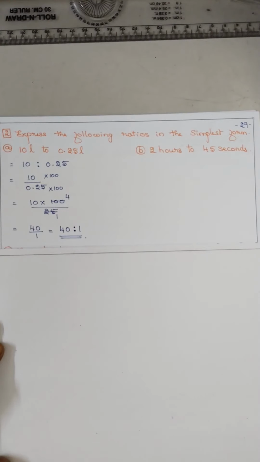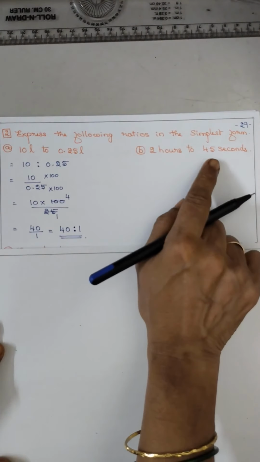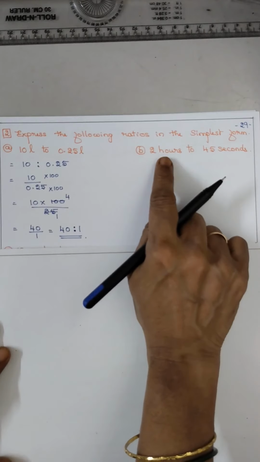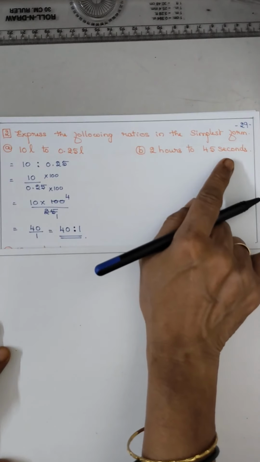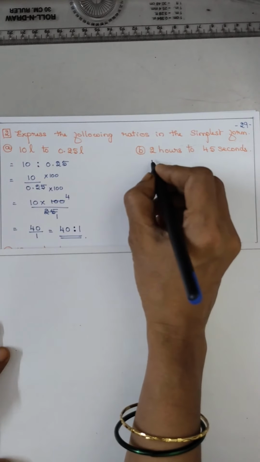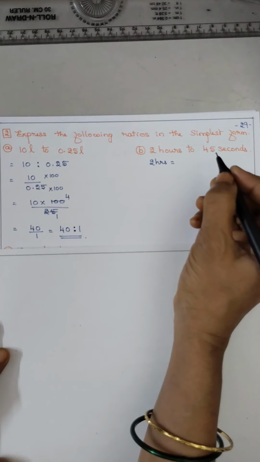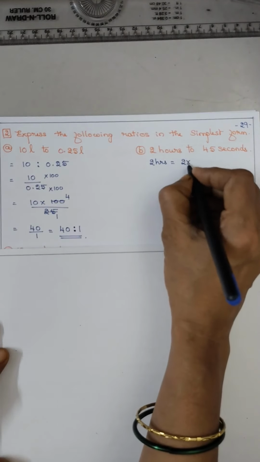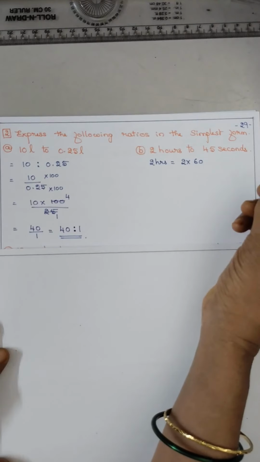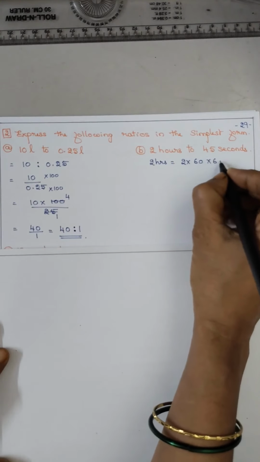Hope you are confident. Now coming to 2 hours to 45 seconds. Now one is in hours, the other is in seconds. So 2 hours convert into seconds. 2 hours. 1 hour is equal to 60 minutes. And 1 minute is equal to 60 seconds.